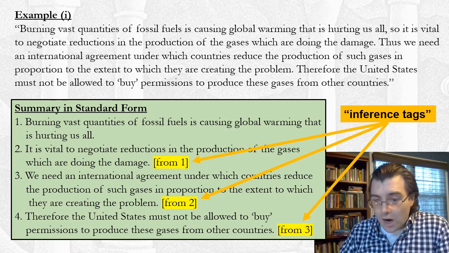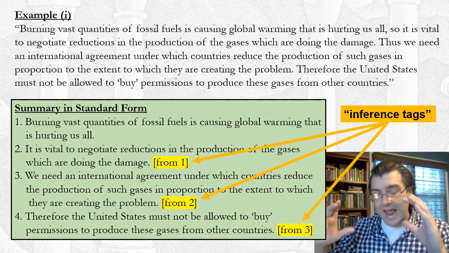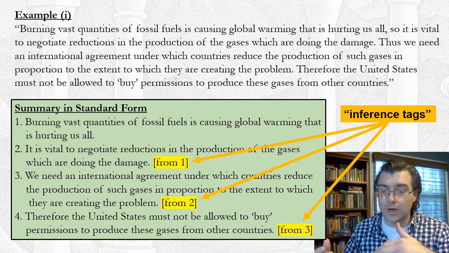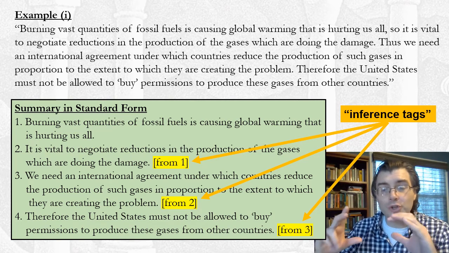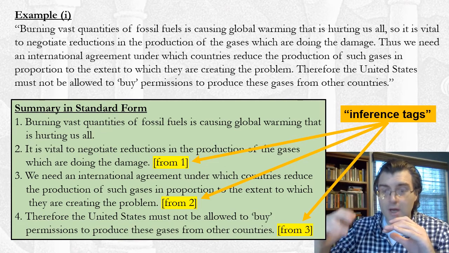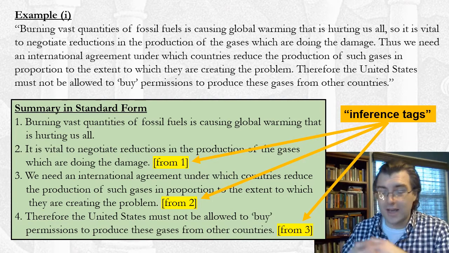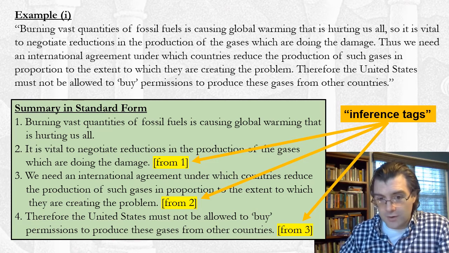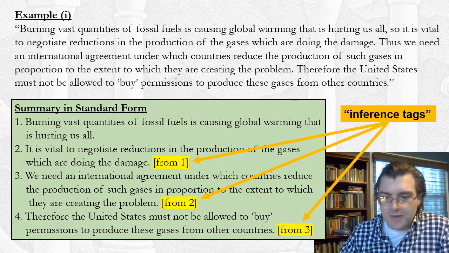This is a very common procedure, basically to put in parentheses after some either intermediate or main conclusion in an argument, an indication of which earlier claims in the argument that claim is being supported by. Okay, and so these are what we'll call inference tags. They're listed here on the slide as the from 1, from 2, from 3. I've highlighted them so you don't miss them, but you don't have to put them in bold or highlight or whatever in your own work.